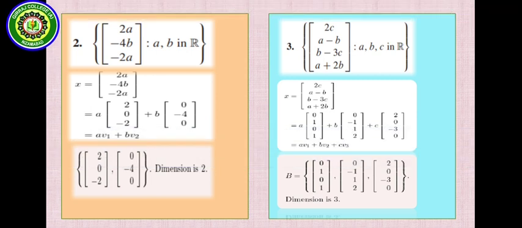So these two vectors form a basis for the vector space. So the dimension of the vector space is 2.